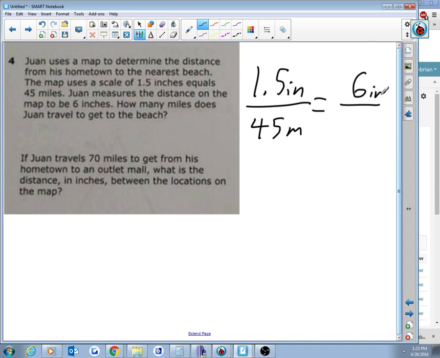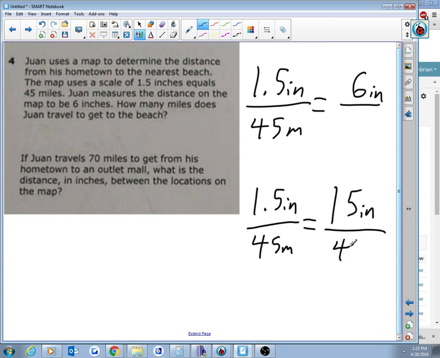6 inches. Okay, now one thing with this, if I wanted to, I could say 1.5 inches for every 45 miles. I could do times 10 to get rid of this decimal. That would give us 15 inches for every 450 miles. Okay, so sometimes it's easier to get rid of that decimal. Here, I can do 6 divided by 1.5. Once again, Billy Betty, he moves forward, she moves back. This is 60 divided by 15, which we know is 4.